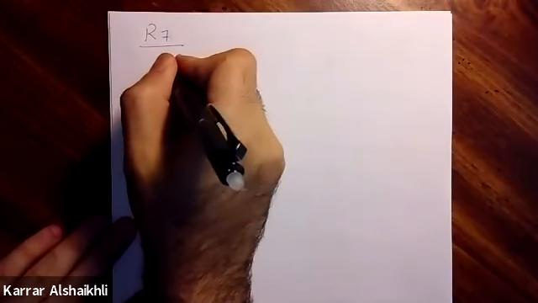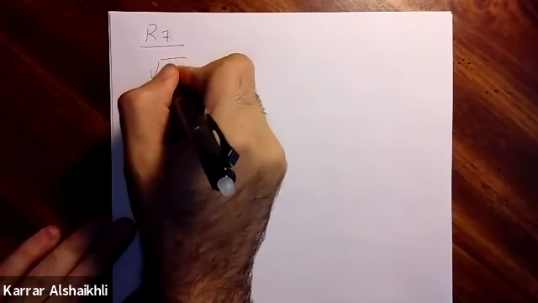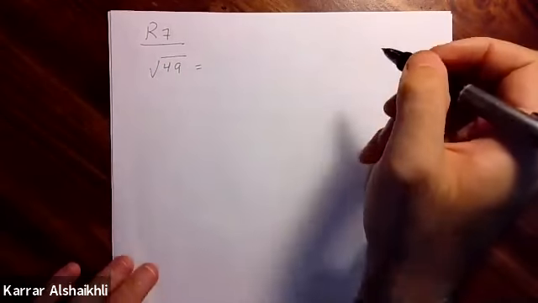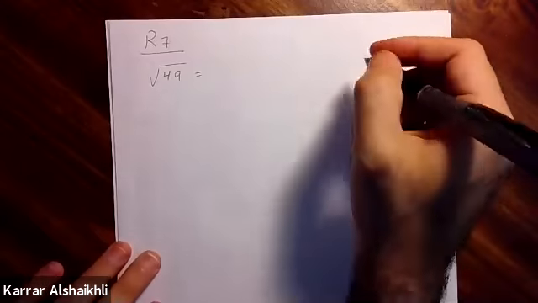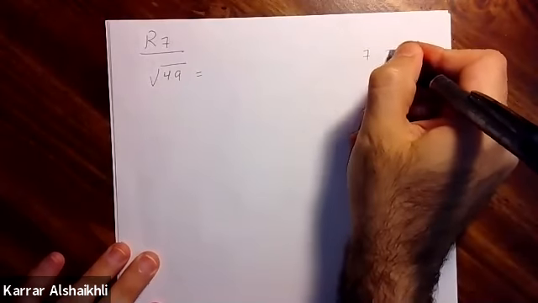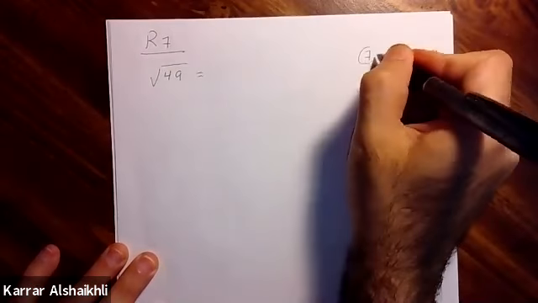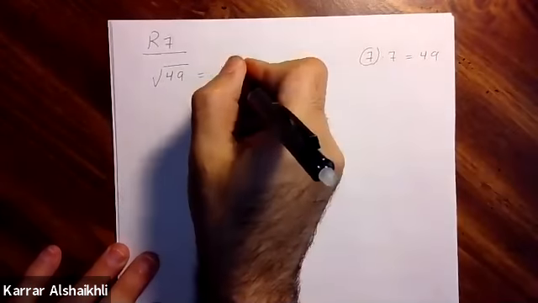Section R7 is about how to find the roots. The first example is finding the square root of 49. We already did this one: 7 times 7 is going to be 49. That means the square root of 49 is going to be 7.